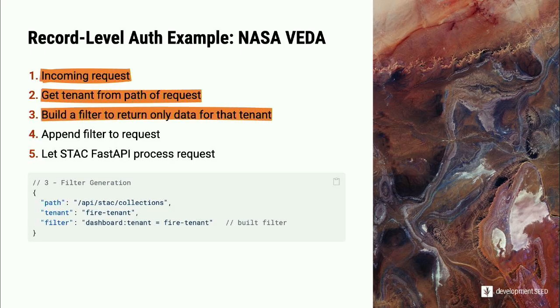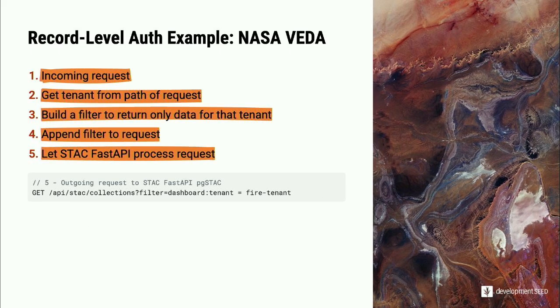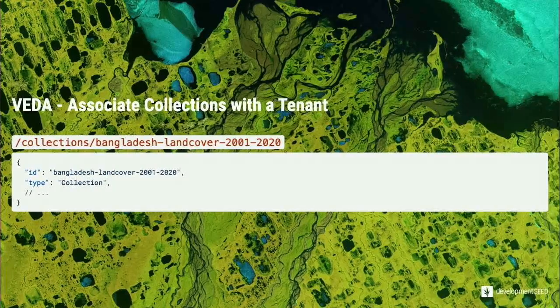And then we take that and turn that into a CQL2 filter expression, for example this. And then finally, we append that to the path as it's going out, and then we let the STAC API process that. And of course, the downstream, or I guess you'd say upstream, STAC API knows nothing about multi-tenancy. It has no concept of it, and it doesn't know that there used to be a fire tenant in the path. All it knows is getting data to be filtered for this fire tenant collection.